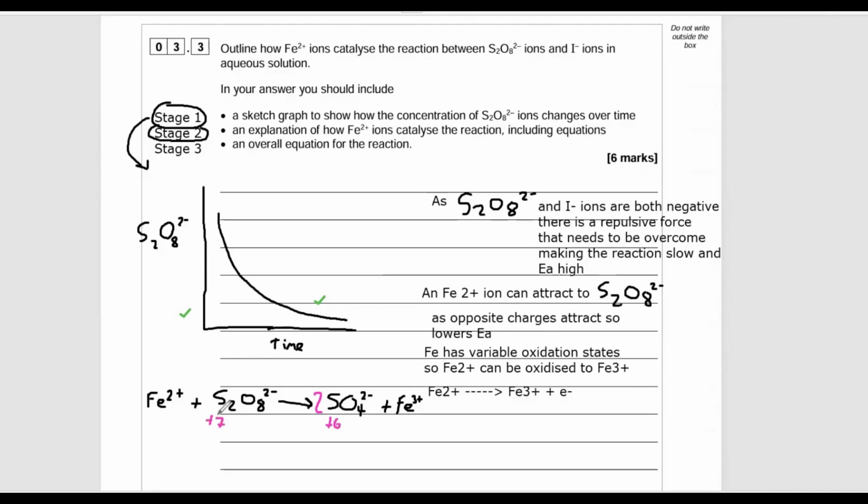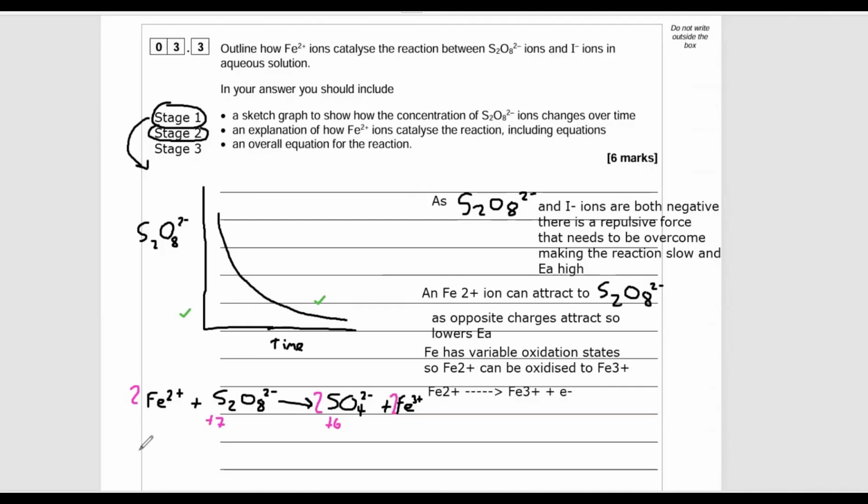So what happens here, I'm showing you, this is the equation to show how the Fe2+ forms Fe3+ by giving an electron to the sulfur atoms in the S2O8 2-. You can see that there, the oxidation states +7 goes to +6. You don't need to show the oxidation states, but that's just for your explanation, peeps.